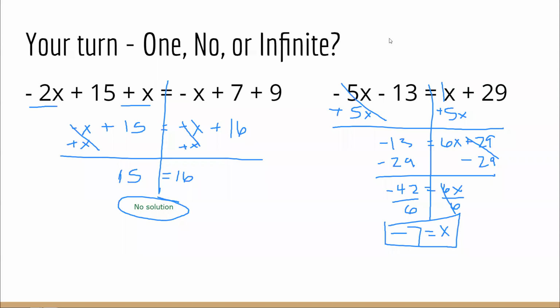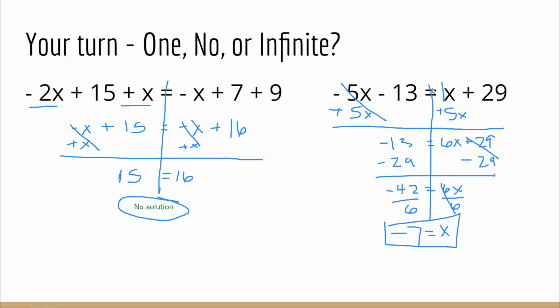So once you combine like terms, you should have seen that you had a negative x on the left and a negative x on the right, which eliminates both of them. When you combine like terms on that right side, you get a positive 16. So once you eliminate your variables, you get 15 equals 16. Well, 15 does not equal 16, so it's going to be a no solution.